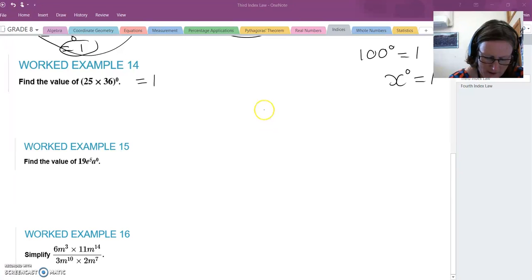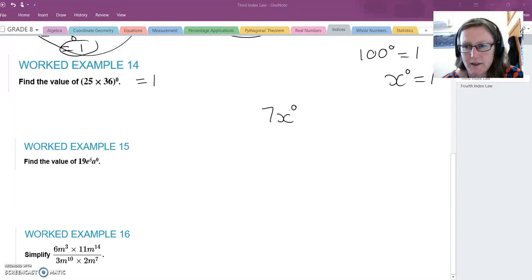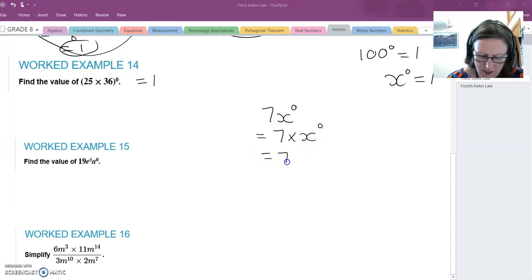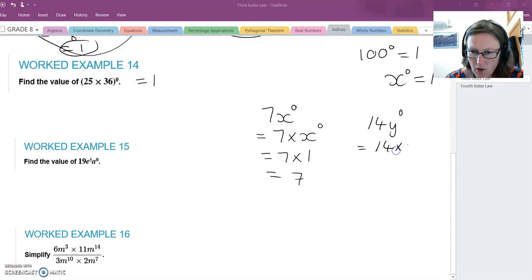What about if we have something like 7x to the 0? A common error is to jump in and straight away say the answer is 1. The answer to this is not 1, because what 7x to the power of 0 means is 7 times x to the power of 0. In other words, 7 times 1, because x to the 0 is 1, so the answer is 7. If we did another one like that, 14y to the 0, we would say that is 14 times y to the 0, which is 14 times 1, because y to the 0 is 1, so the answer is 14.